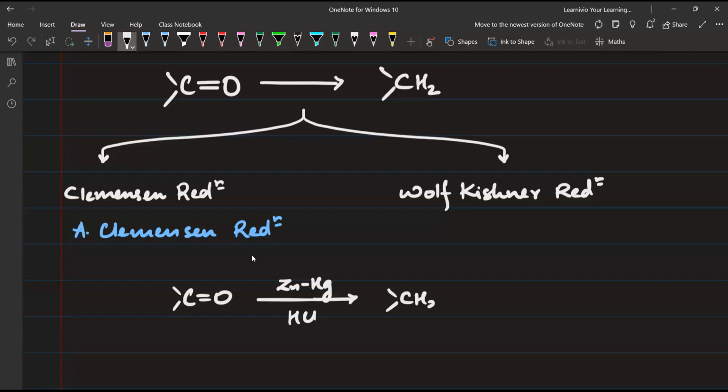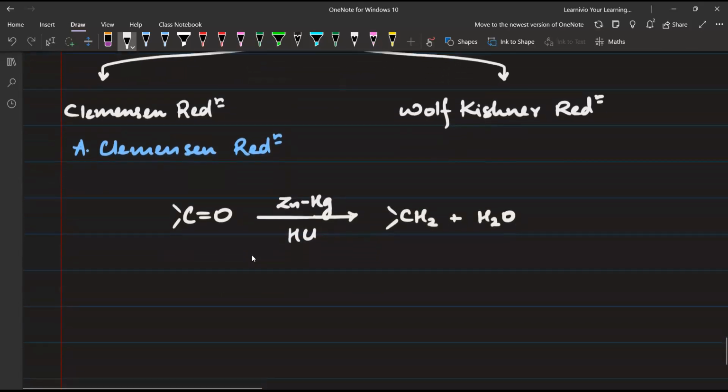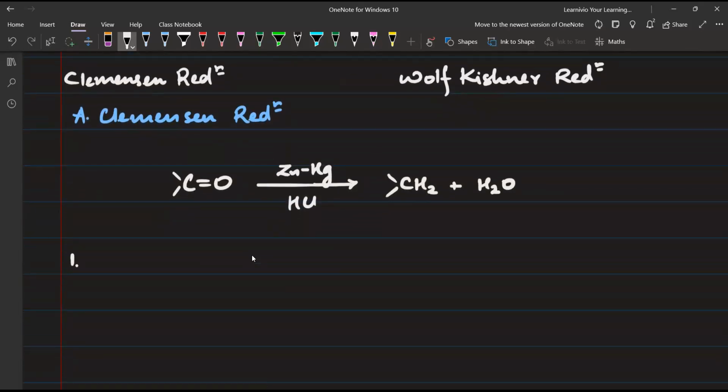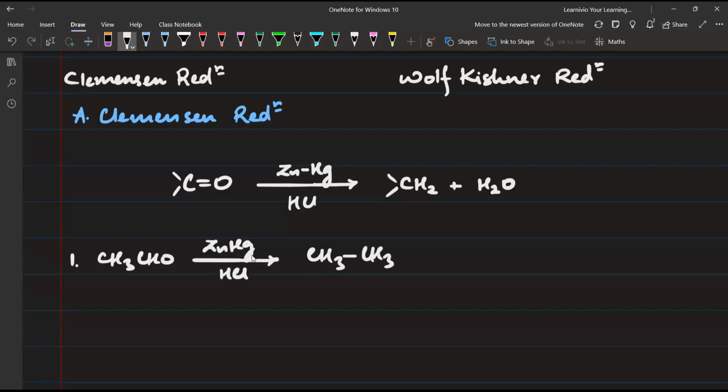The two bonds are as it is. The C double bond O becomes CH2, plus we get a byproduct that is H2O. Now, you do not need to use much mind in this. If I have, for example, CH3CHO and I react this with zinc amalgam ZnHg in the presence of HCl, then count the number of carbon atoms, and make an alkane of that many carbon atoms. CH3CHO gives CH3CH3. This is the alkane. Second, if I have, let's suppose, an acetone, C double bond O, and we use the same reagent, how many carbon atoms? 3 carbon atoms. Make an alkane of 3 carbon atoms.